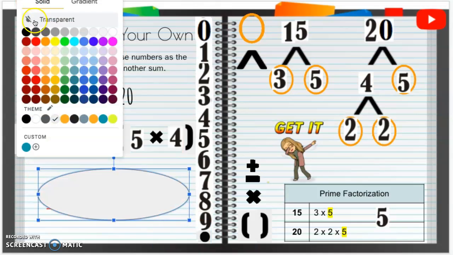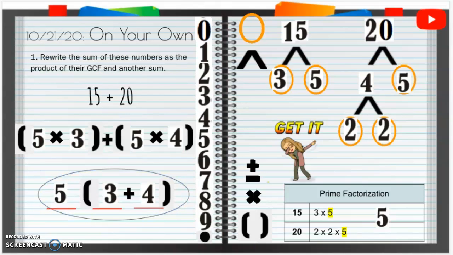That's all it is. Don't stress about it. We're just going backwards. So it's just finding the greatest common factor, and then we'll use our distributive property. The only tricky part is knowing where to put things. So as long as you have the concept down, you are good to go. All right, great job.